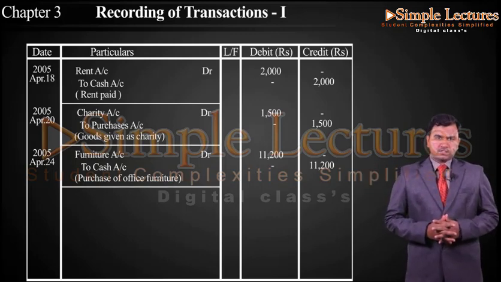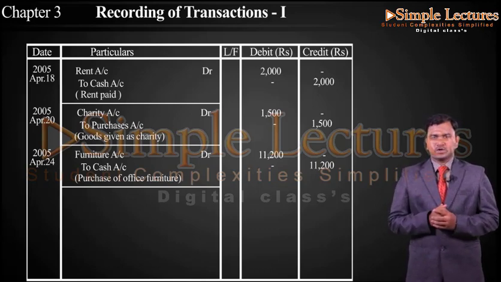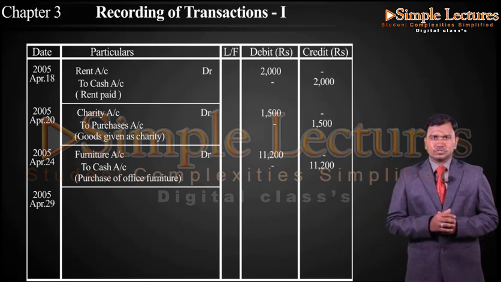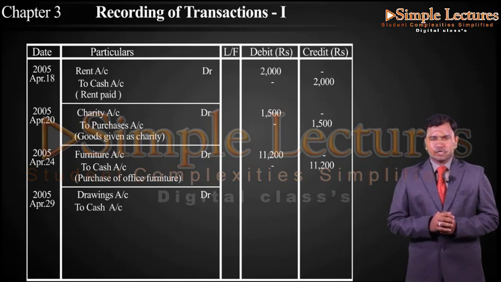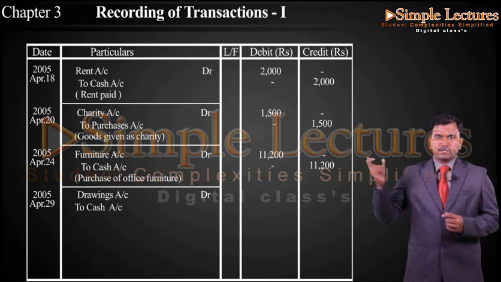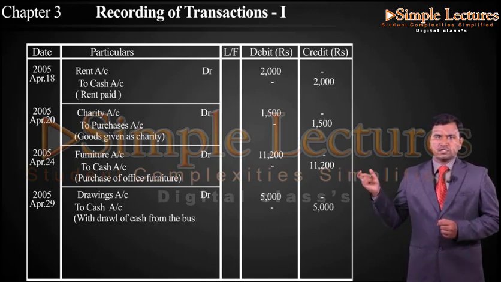So coming to the next transaction, which is on 29/4/2005. So the entry is cash withdrawn for household purpose rupees 5,000. So here the cash is withdrawn from the business for the household purpose. So here the entry will be date 29/4/2005 drawings account debtor to cash account. So the narration will be cash withdrawn from business. Debit column 5,000 debit, again coming to the credit, again 5,000 credit.